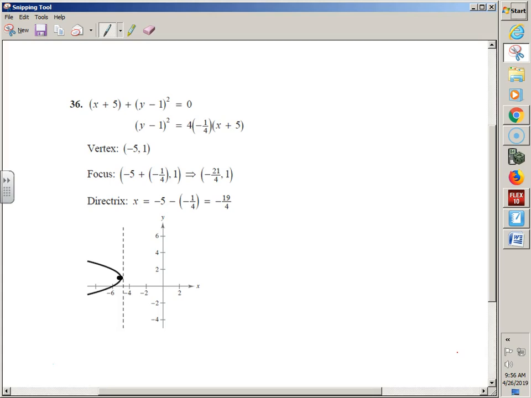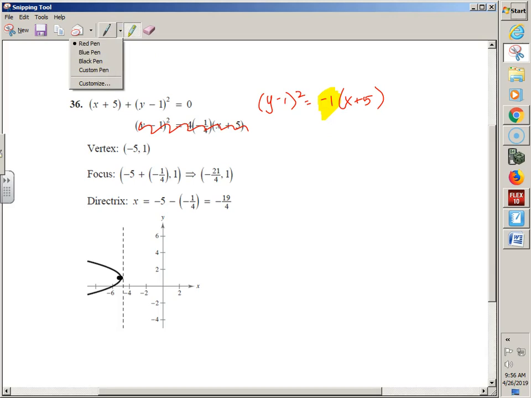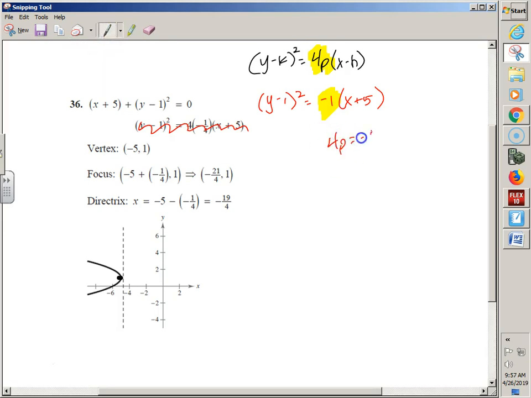Just in case it helps, I wouldn't have written that. I would have written, because we would have just subtracted that lump over there, and then I would have thought, oh hey, this needs to match up with, I would have compared it to my standard form, just like we did yesterday. And I would have said, oh, 4p has to equal -1, p has to equal -1/4.